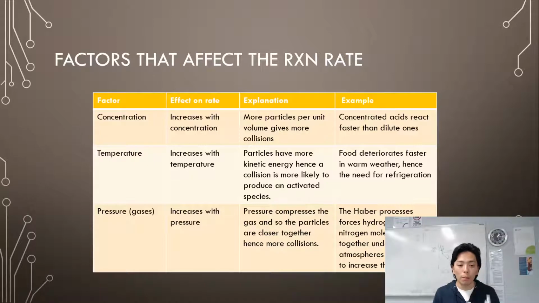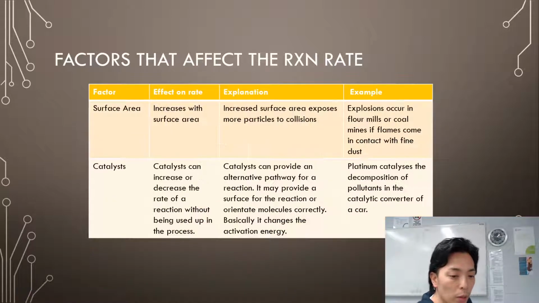Particles have more kinetic energy, hence a collision is more likely to produce an activated species, the products that is, or species that can go over the hump of that energy diagram. Again, you will see it later again. Let's also look at the catalyst one and the explanation of it. It says catalysts can provide an alternative pathway. Now, alternative pathway is a keyword you should highlight or underline.